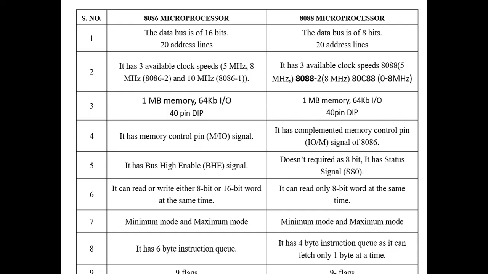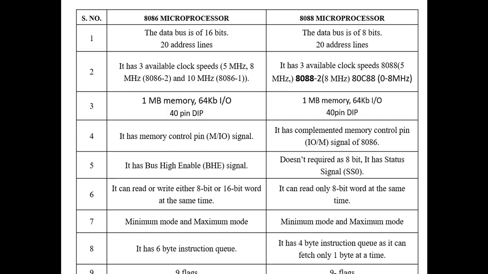Then the next point: the 8086 can read and write either an 8-bit or 16-bit word at the same time, but in the case of 8088, it can read only an 8-bit word at a time. And both support minimum mode and maximum mode. And the next difference is that the 8086 has a 6-byte instruction queue, but the 8088 has a 4-byte instruction queue as it can fetch only 1 byte at a time. And both have 9 flags. So these are the differences between 8086 and 8088.